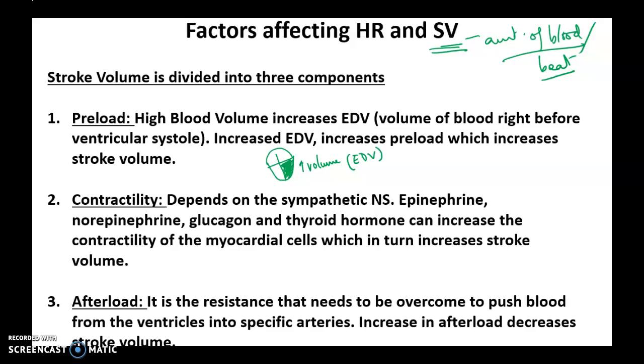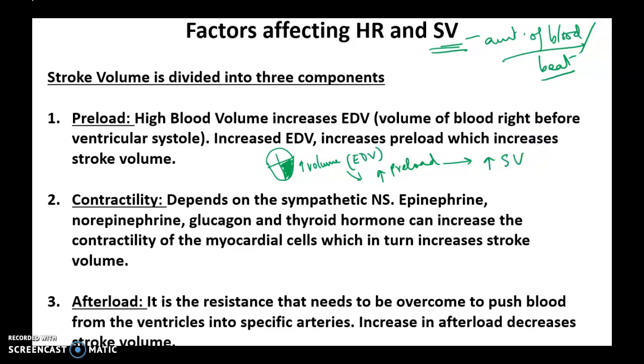So right now the ventricles are not contracted, they are relaxed, and there is a lot of blood, so the end diastolic volume is high. If you have increased end diastolic volume, that increases the preload, and this ultimately increases the stroke volume.